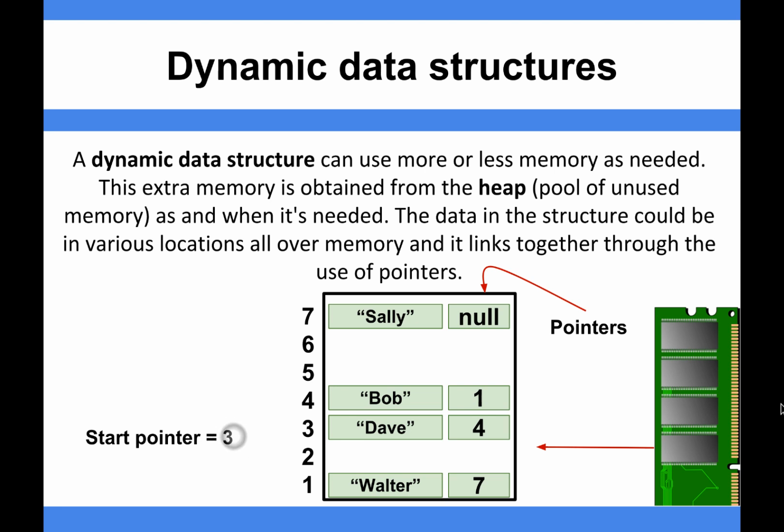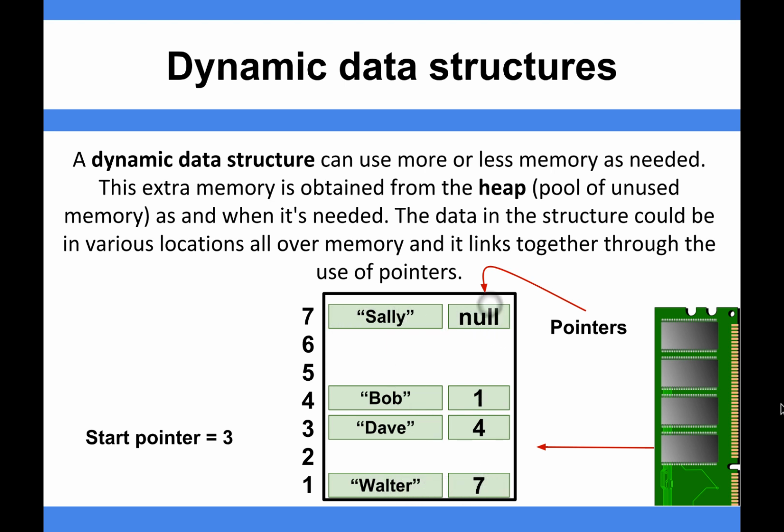So we've got our start pointer, 3. So that will start us at this location here. So the first item in our dynamic structure is Dave. Dave then points at memory location 4. So then we go Dave to Bob. Then Bob goes to memory location 1, which is Walter. And then Walter goes to memory location 7, which is Sally.